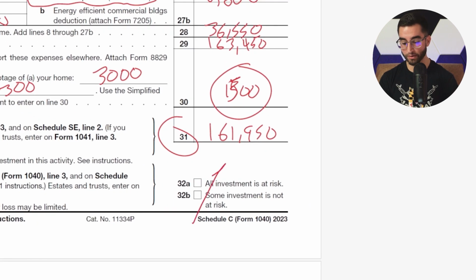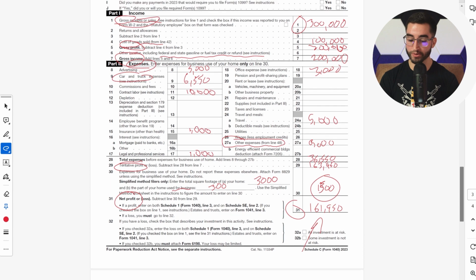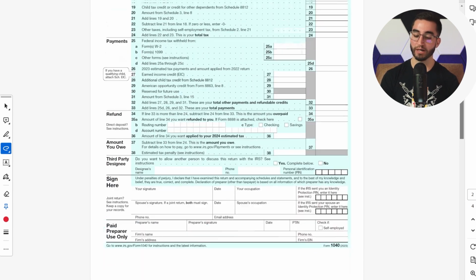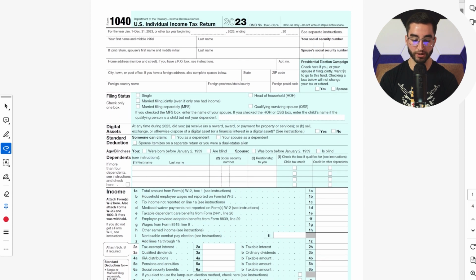This is the number we have been looking for. This is the number on which we'll be taxed. And where this number will go is it's going to flow up to Schedule 1, can be added up with all your other income, and then eventually it's going to go up to here, to your 1040, right?